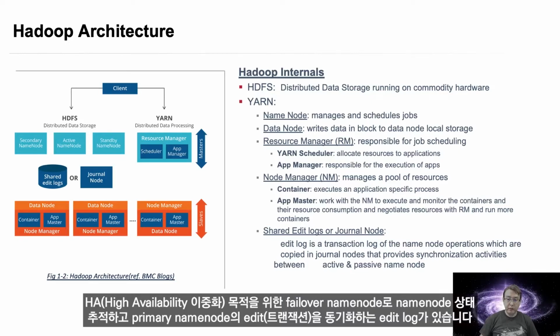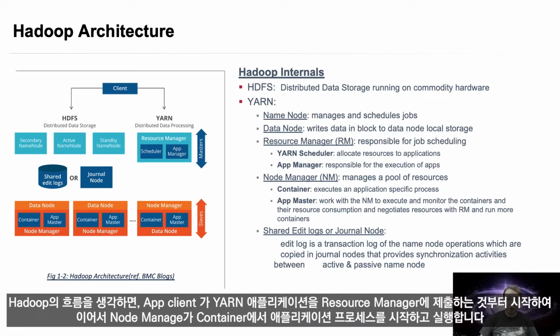There's edit log that keeps track of name node states and synchronizes edits, which is equivalent to transactions of primary name node with failover name node for HA purposes. HA means high availability.